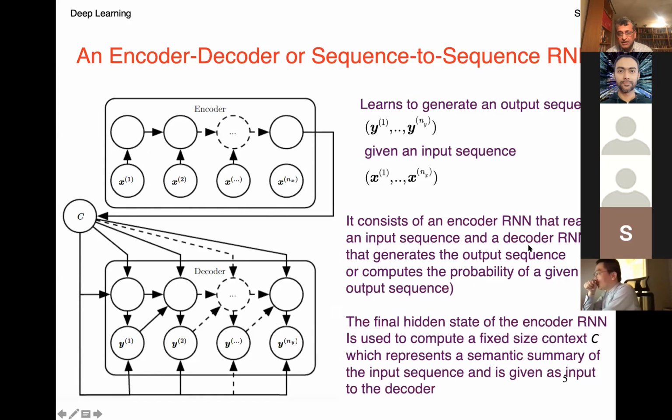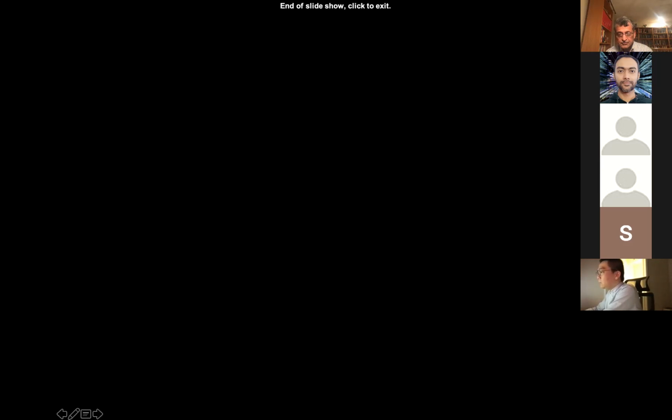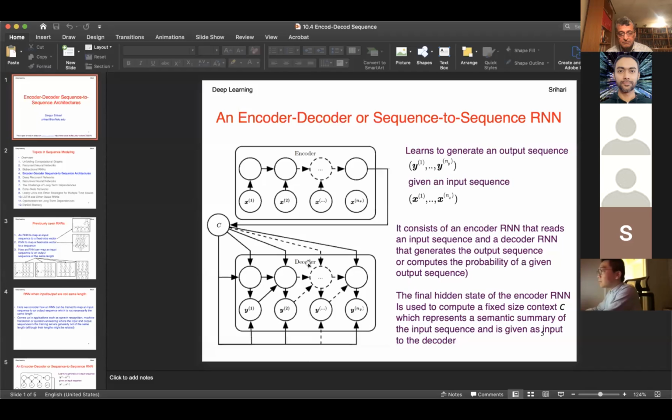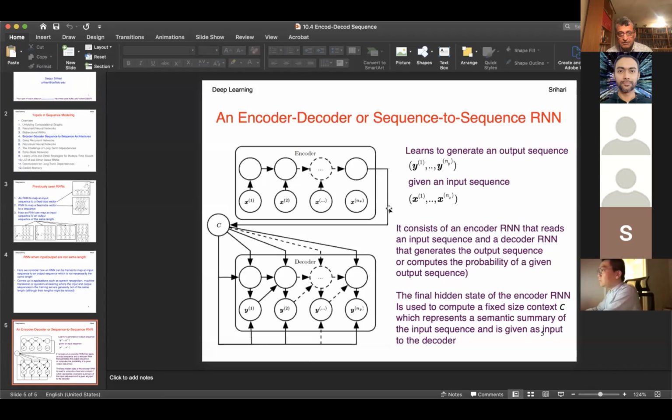It consists of an encoder RNN that reads an input sequence and a decoder RNN that generates the output sequence or computes the probability of a given output sequence. The final hidden state of the encoder RNN is used to compute a fixed size context C, which represents a semantic summary of the input sequence and is given as input to the decoder.